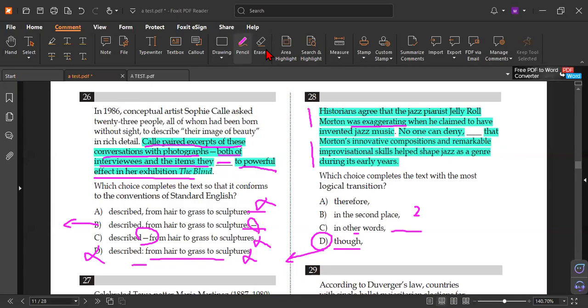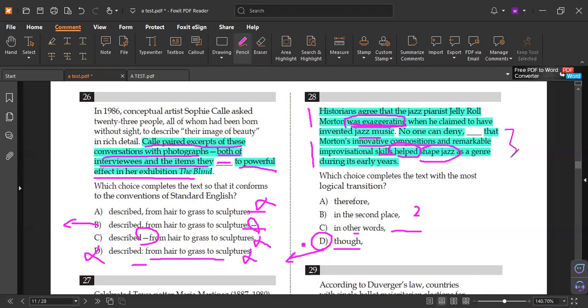Yes. Right. Now he said Morton was exaggerating. What does exaggerating mean? He was explaining something more than it needs. It means he was lying. Imagine it like that. He was lying when he claimed to have invented jazz, he said, I invented jazz. Scientists say, no, you exaggerated, you are lying. Now, no one can deny that his innovative compositions and remarkable skills helped shape jazz. So they say he was lying, and they say that he did a lot of good actions to shape jazz. There's something opposite, so it's letter D.